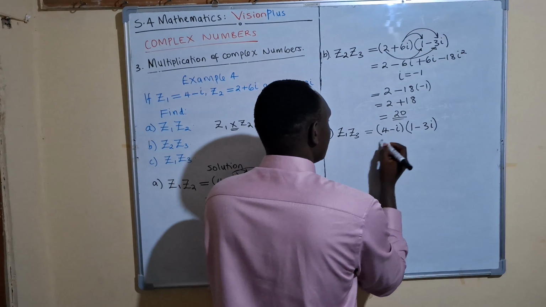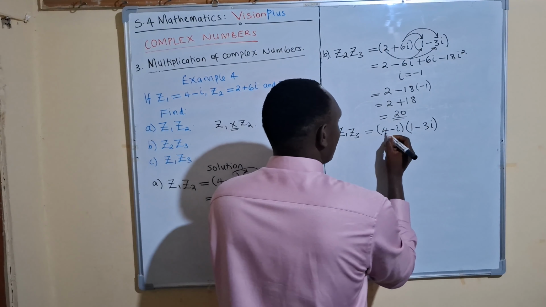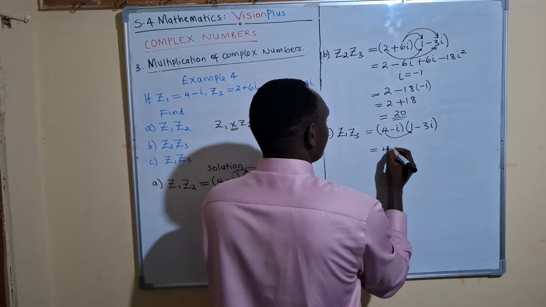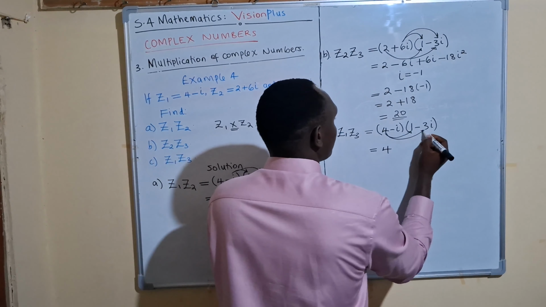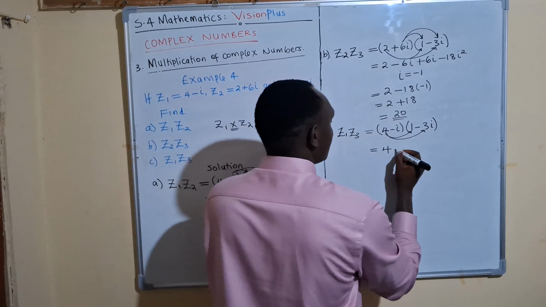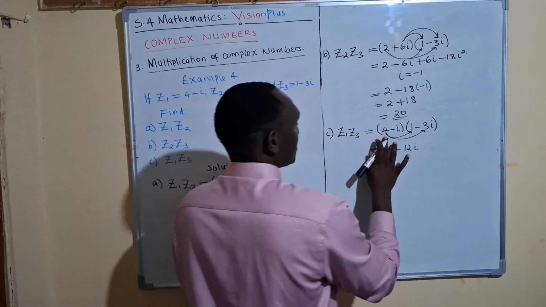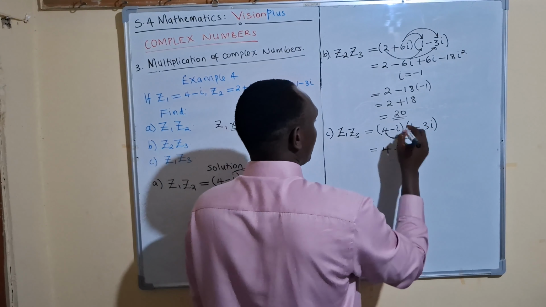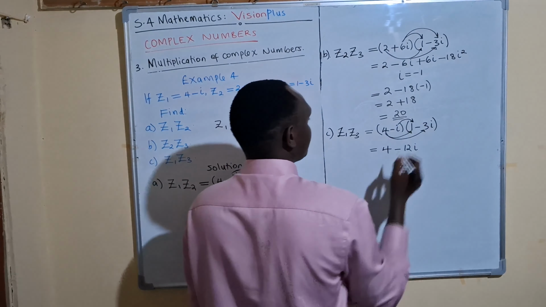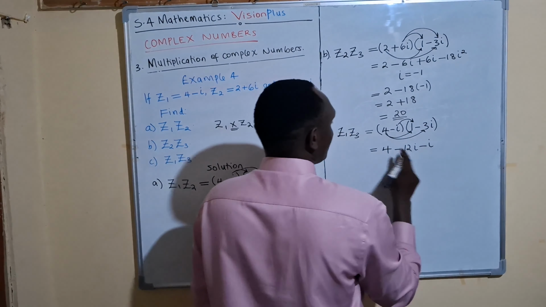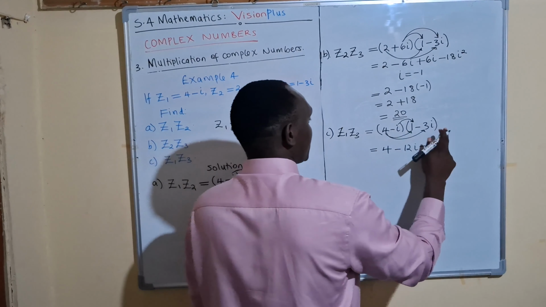And then on proceeding, I will say what is 4 times 1? Both are positive. That gives us 4. Again, what is 4 times negative 3i? It will give us negative 12i. 4 has multiplied each of the terms in the second bracket. Then we go to negative i. What is negative i times 1? It is simply negative i.